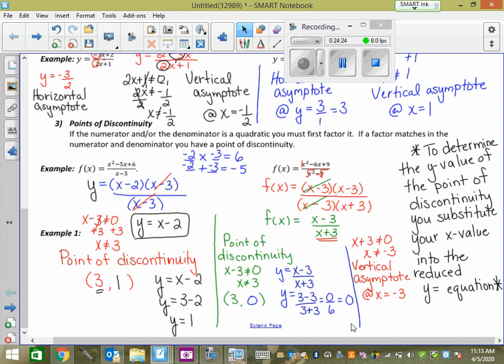Well, let's look. Horizontal follows the rules. Is the degree of the numerator smaller than the denominator? No. The degree of the numerator is the same size as the degree of the denominator. So I take the fraction of their coefficients, 1 and 1. So I have a horizontal asymptote at y equals 1 over 1, which is just y equals 1. Okay? So not only do I have a point of discontinuity, I have a vertical and horizontal asymptote. Let's see what this looks like.